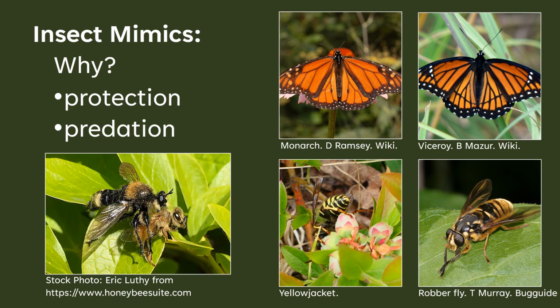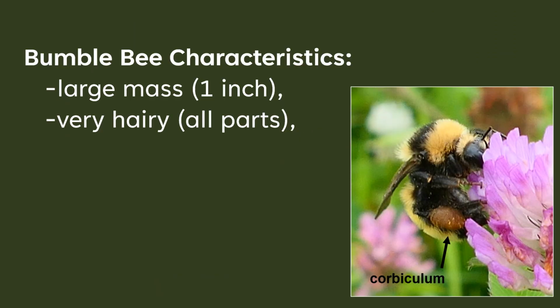Now let's look at bumblebees and then some insects that mimic bumblebees. So as you know, bumblebees are large mass insects. A few of our North American, and I'm going to restrict this to North American, north of Mexico, bee species can be just over an inch in size. That's the queens. The workers will be a lot less than that, depending on their nutrition. These are large mass, very hairy, so they're well insulated. All their parts are hairy.